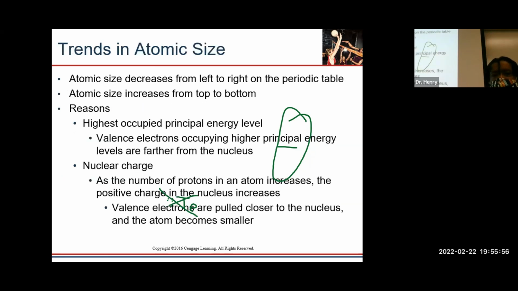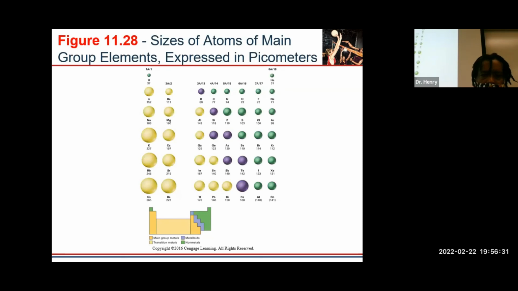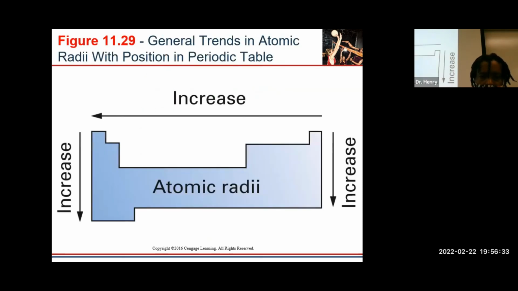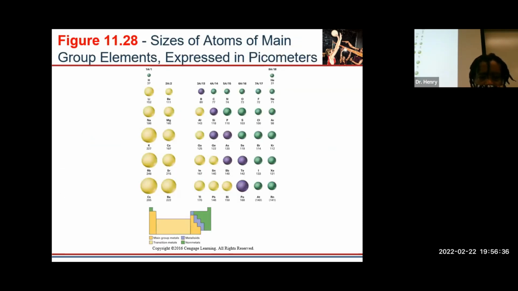Okay, so let's talk about some trends. If we look at the periodic table and the elements on the periodic table, as we move from left to right, the atomic size decreases. As we move from top to bottom, the atomic size increases. The reason that this is the case is because of the nuclear charge. The more protons you have in the nucleus, the tighter it's going to be pulling those electrons. Okay, so if we take a look at my periodic table.